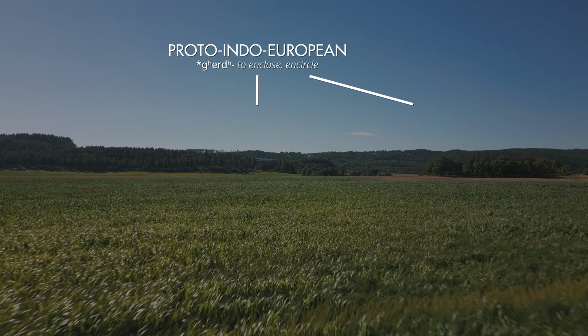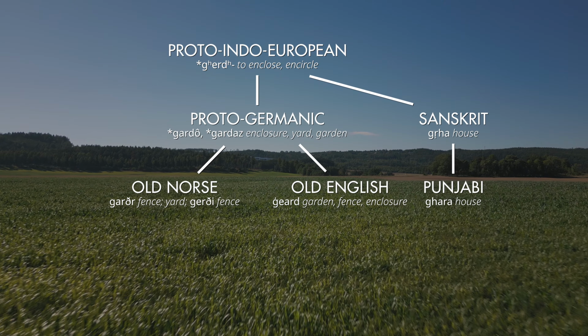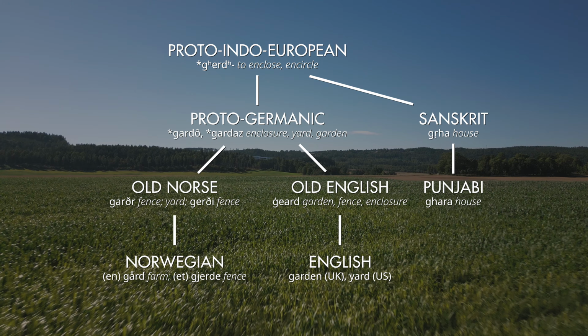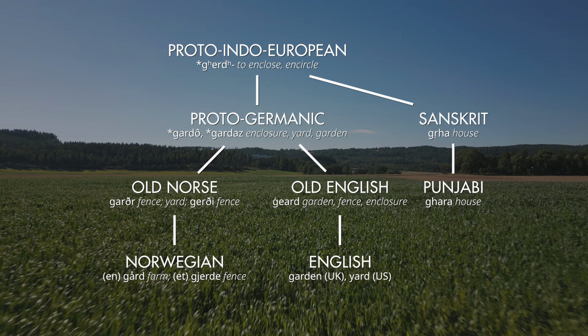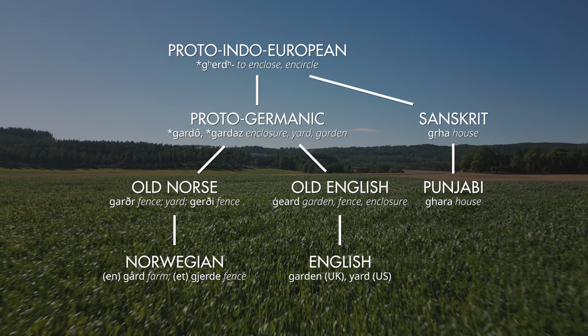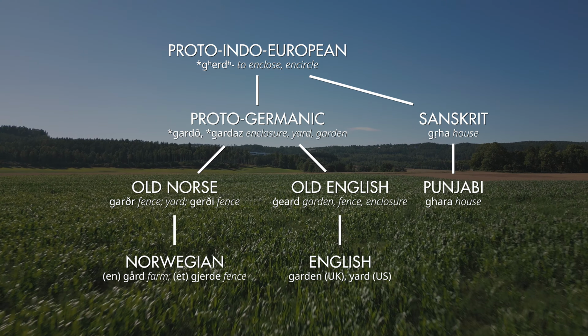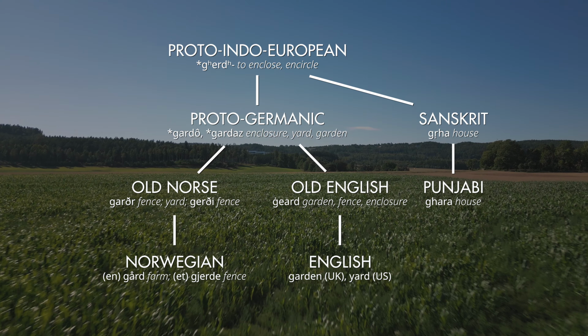The Norwegian word for farm is gård. If it sounds familiar, you'd be right. It is in fact cognate with English garden. The original PIE root, gharth, meant to enclose or encircle. In the Indic languages, this became Sanskrit gara, which in turn gives us Punjabi ghar, meaning house.